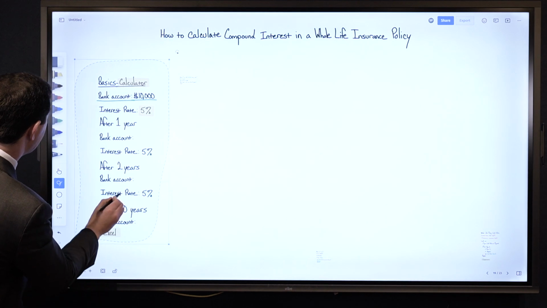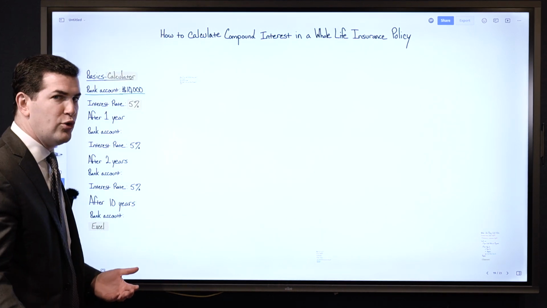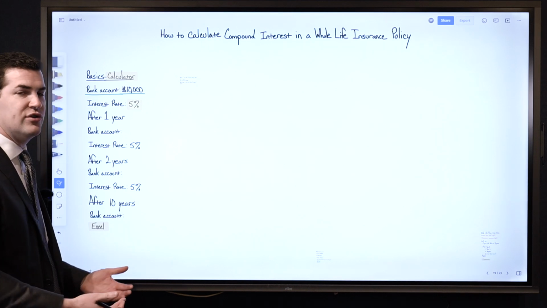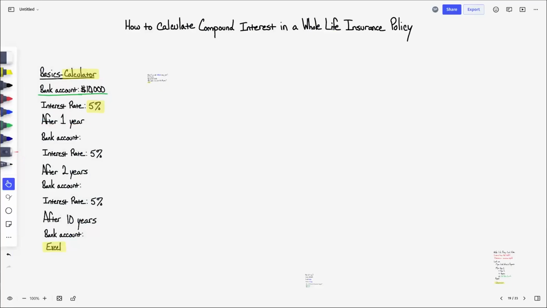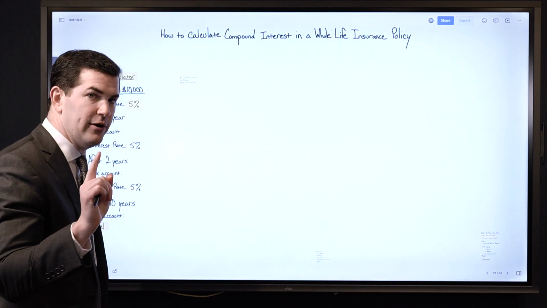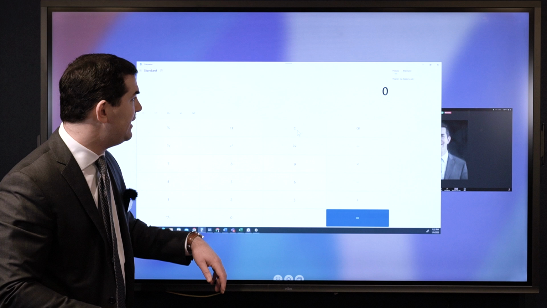We'll call it $10,000 and your bank account is earning 5%. How can you calculate the actual interest in the first year and also future years? Let's start with year one. So again, you've got $10,000 earning 5%. What would your account balance be after 1 year? Well, you can do this with a calculator, and here's how.